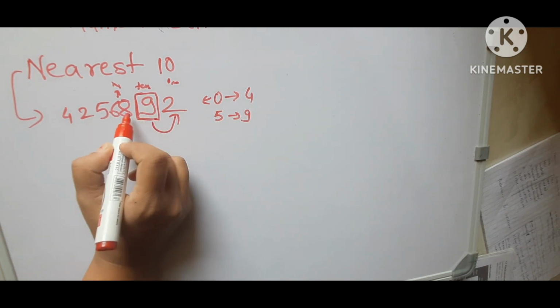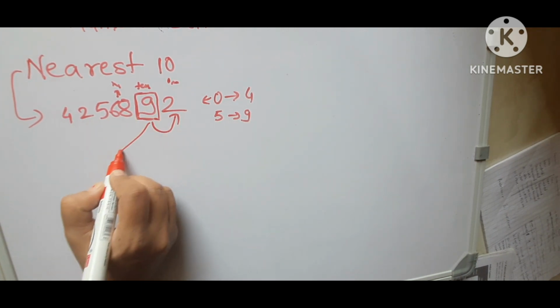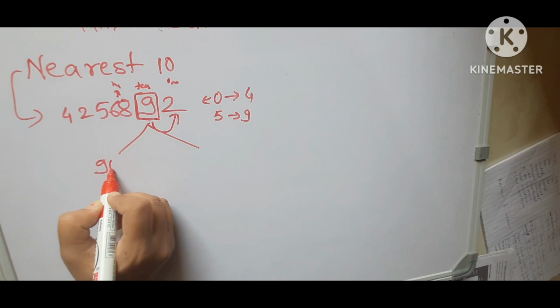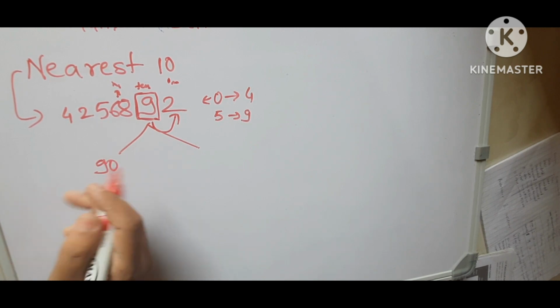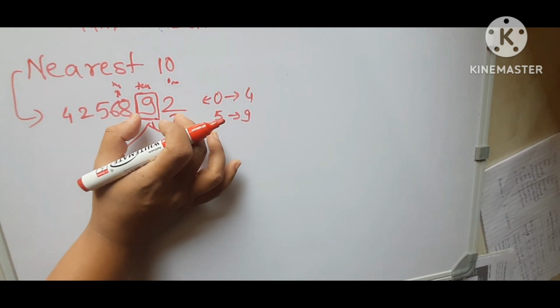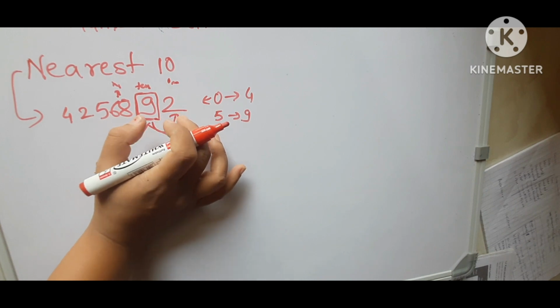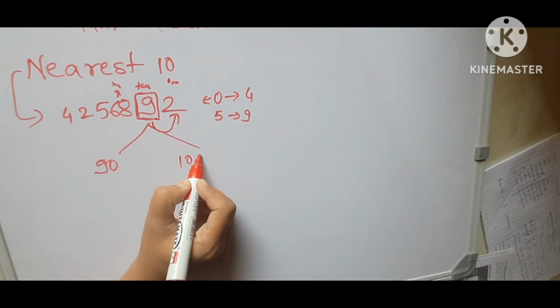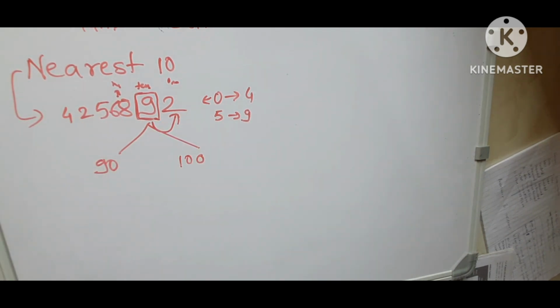What is the nearest tens of 92? It could be 90. So what we'll do is, add it as 2 here. As it is 2 here, we can also write it as the upper part, as 100. We need to add it as a 100.